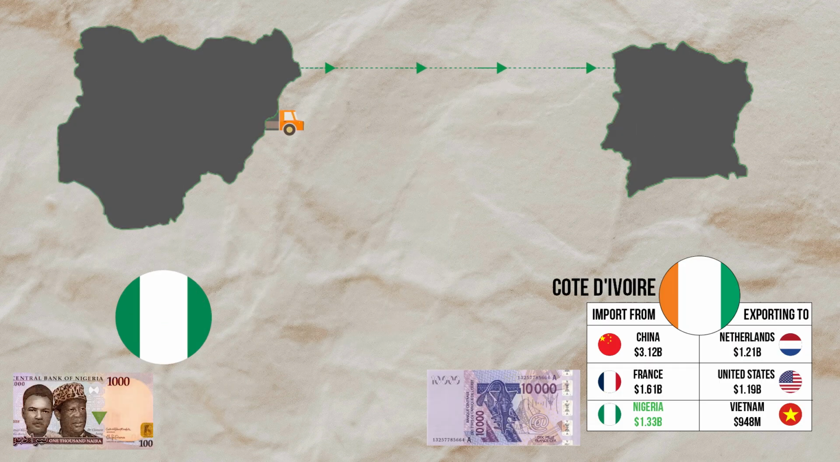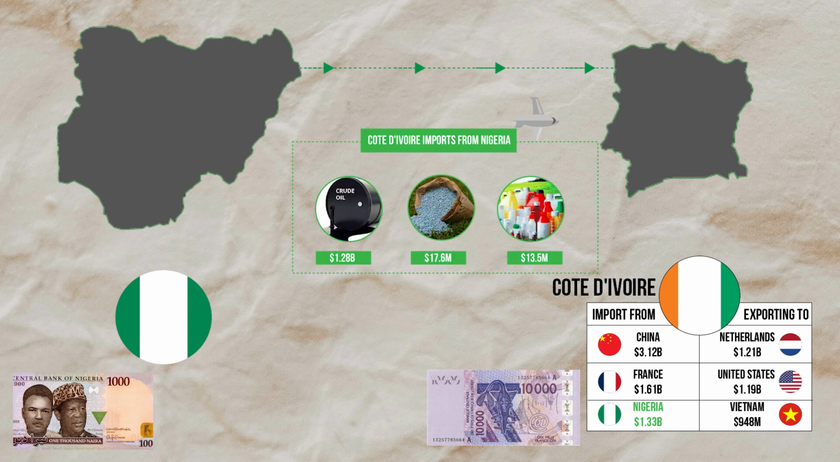Côte d'Ivoire and Nigeria. They have two different currencies, the West African CFA franc and the Nigerian naira. Côte d'Ivoire and Nigeria have a significant economic relationship, with Nigeria being one of Côte d'Ivoire's main trading partners. Nigeria is also a major source of investment. Additionally, there is a large population of Nigerian immigrants living and working there. In 2021, Nigeria exported $1.33 billion to Côte d'Ivoire. The main products that Nigeria exported are crude petroleum for $1.28 billion, nitrogenous fertilizers for $17.6 million, and pesticides for $13.5 million.